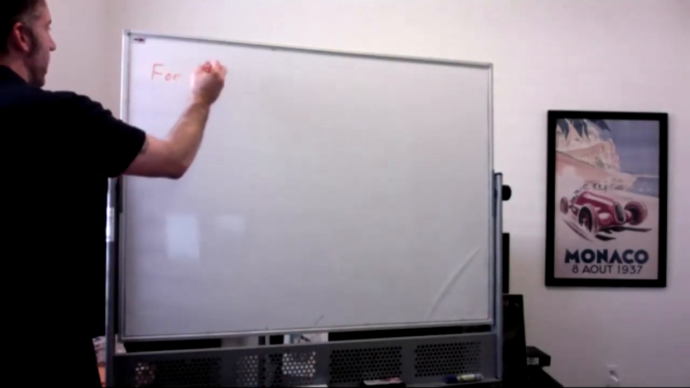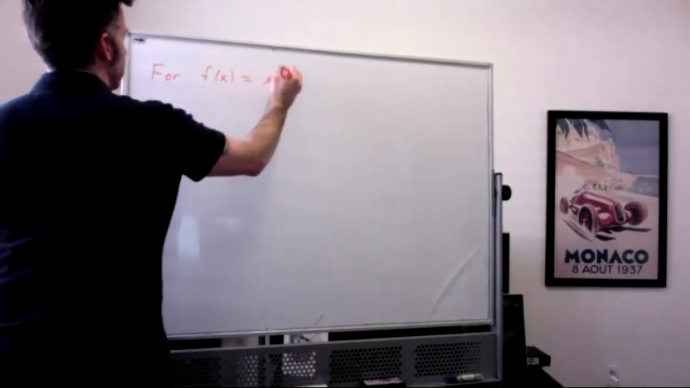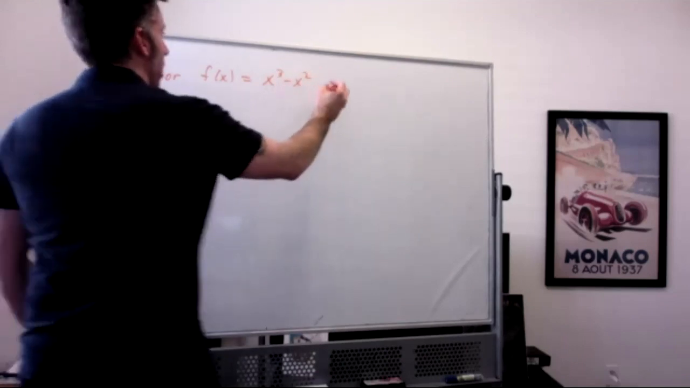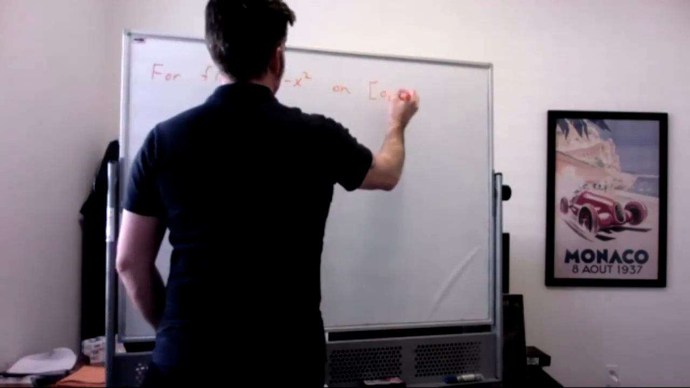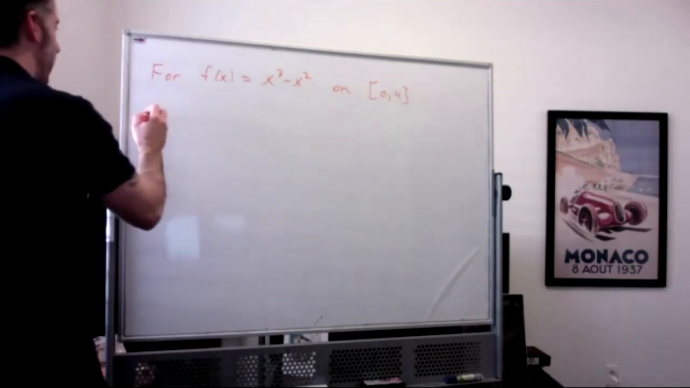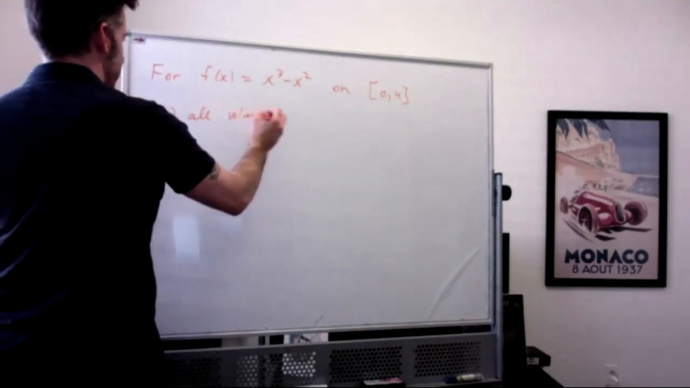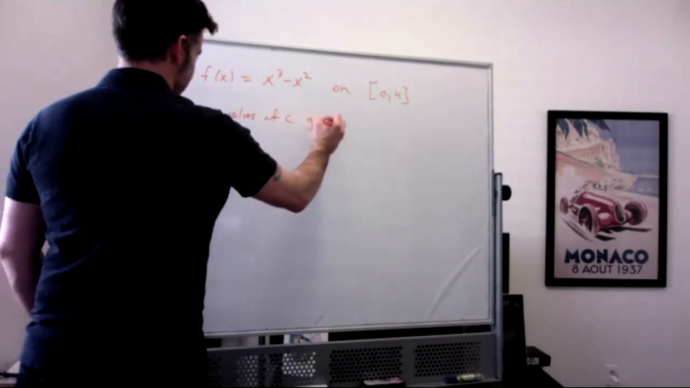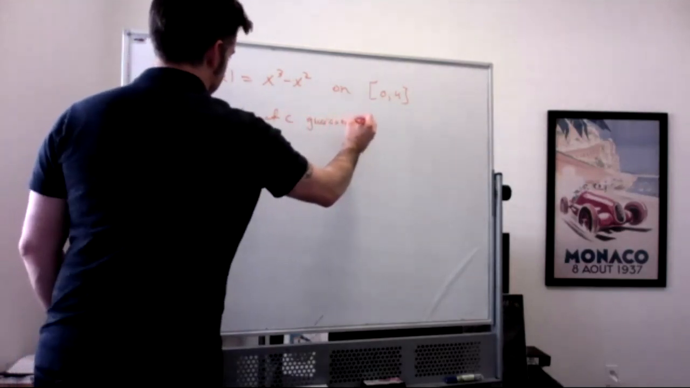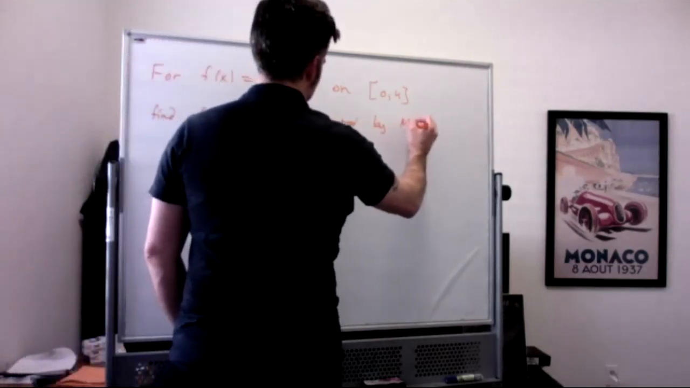For the function f of x equal to x cubed minus x squared on the interval from 0 to 4, find all values of c guaranteed by the mean value theorem.